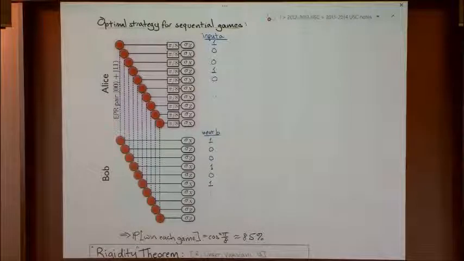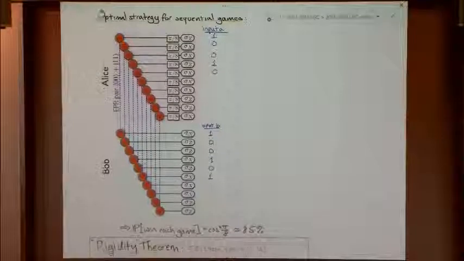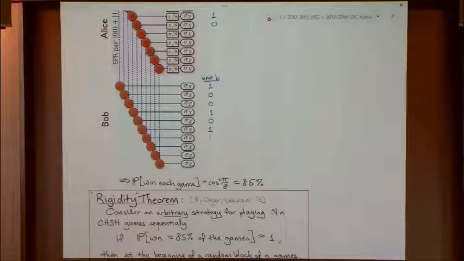And Bob, what he does is on input 1, he measures in the x basis. On input 0, he measures in the z basis. This is the optimal strategy. And it wins every game with probability about cosine squared pi over 8, which is about 85%.